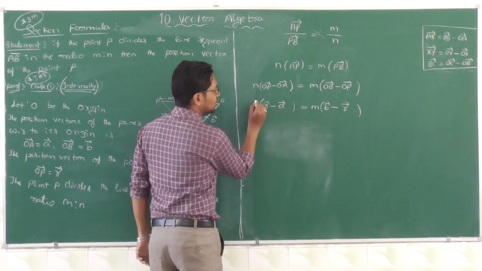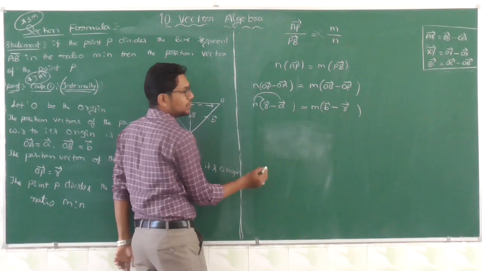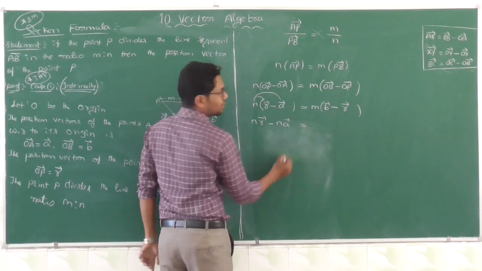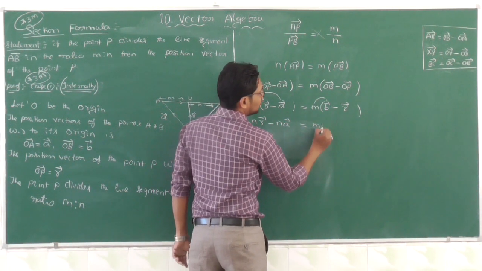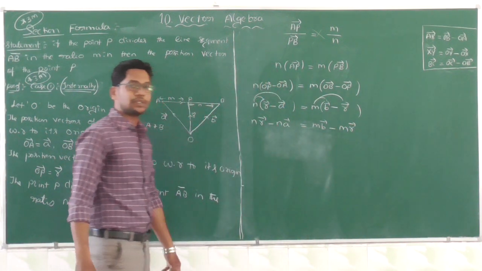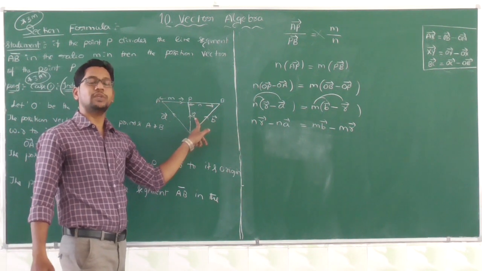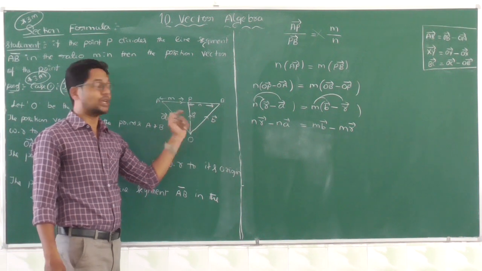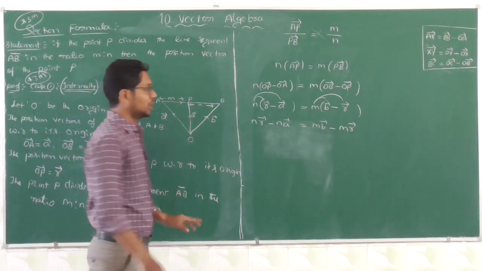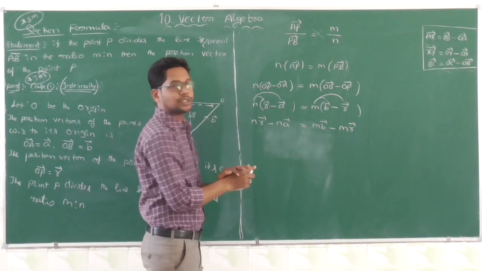Next simplification. We just multiply this n inside the brackets. n into R vector minus n into A vector equals m into B vector minus m into R vector. What are we going to find? The position vector, R vector, we are going to find. In this we have to find R vector.